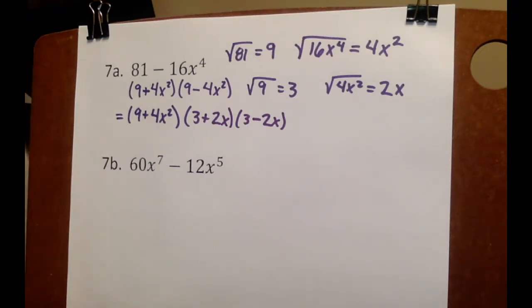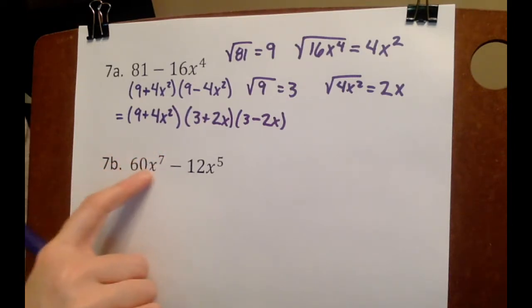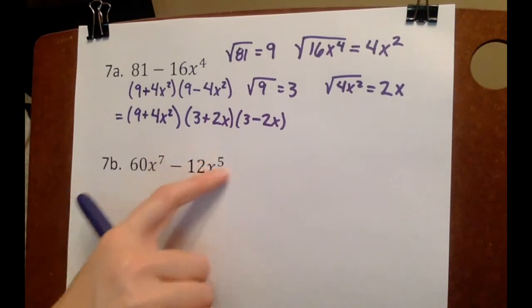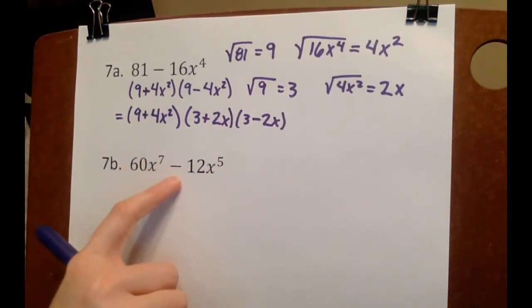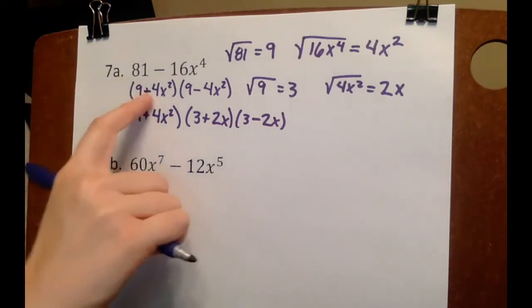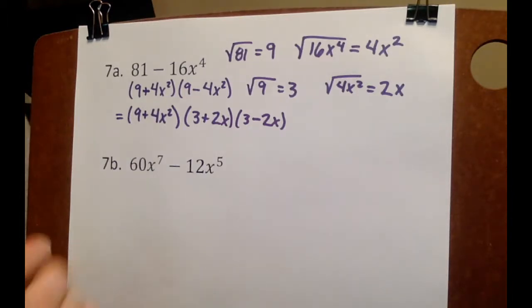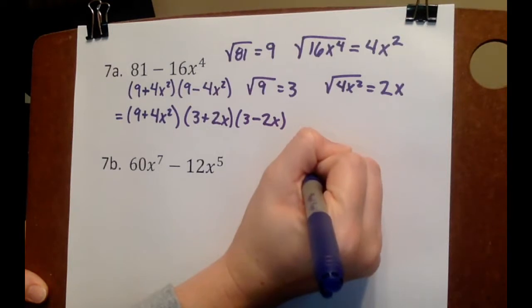7b, this is actually a GCF problem. Yes, I know I see subtraction, so we think about difference of perfect squares, but 60x to the 7th is not a perfect square. Also, 12x to the 5th is not a perfect square. So just because it has a subtraction sign does not mean that it factors as the difference of squares. Look for a GCF. So go over to the side and do your prime factorization.